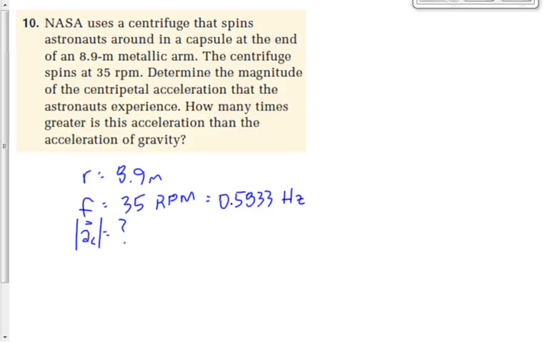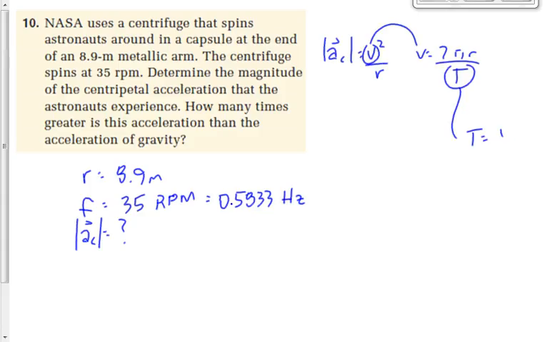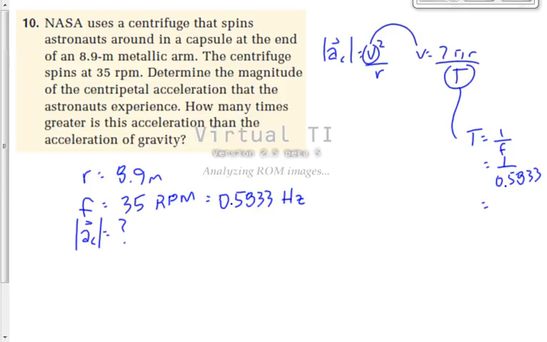Boy, this is a lot like your quiz question, isn't it? We're going to say A is equal to V squared over R, but we don't have V. So let's say V is equal to 2 pi R over T, but we don't have T. We're going to say T is equal to 1 over F, 1 over 0.5833 hertz. Let's figure that out now.